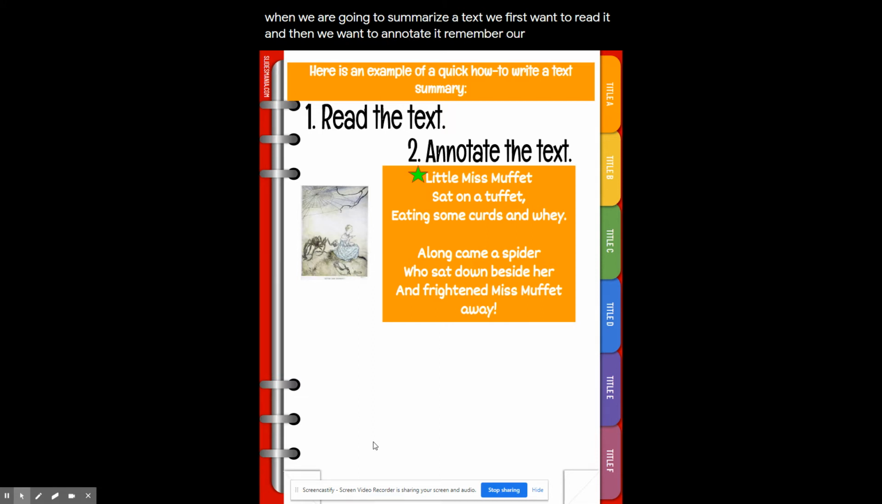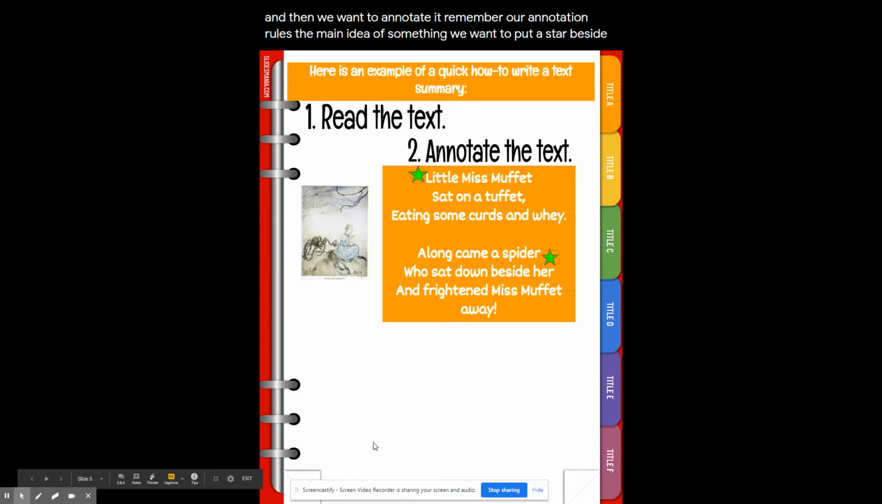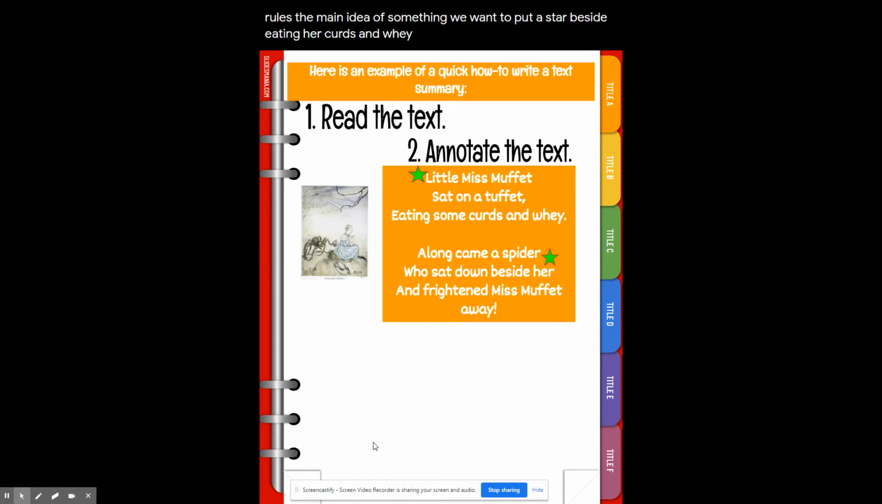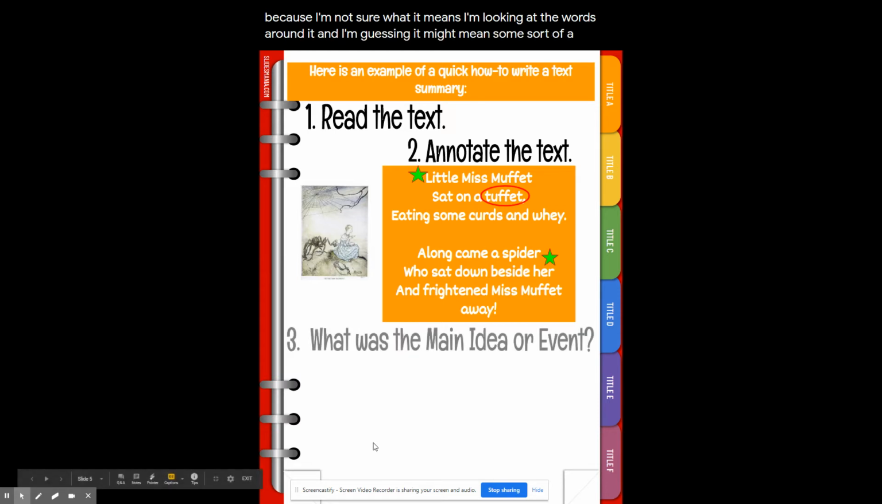Remember our annotation rules? The main idea of something, we want to put a star beside it. Little Miss Muffet sat on a tuffet, eating curds and whey, and then a spider sat down beside her and frightened her away. That word tuffet I'm going to circle because I'm not sure what it means. I'm looking at the words around it, and I'm guessing it might mean some sort of a stool.